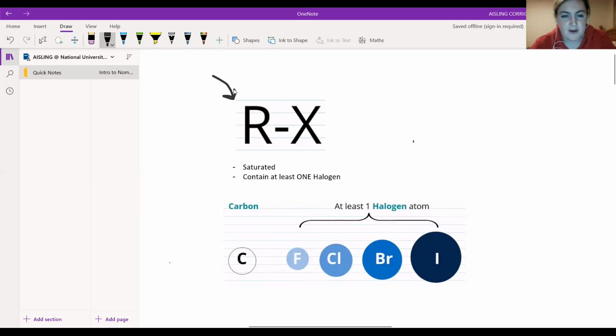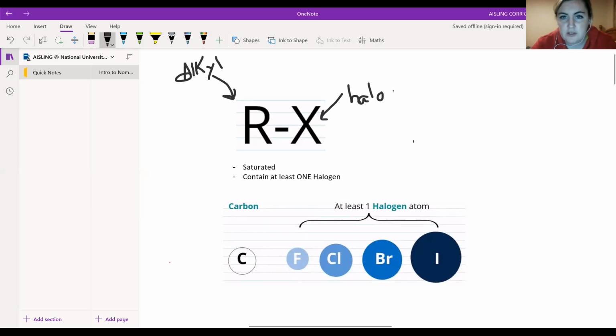So if you remember, the R represents what we would call the carbon end of things. It represents our alkyl groups, and our alkyl groups would be our methyls, ethyls, propyls, butyls. That's our carbon containing area. And then our X is our halogen. So our halogens are our group 7s, as we can see down here. Quite slow writing this down.